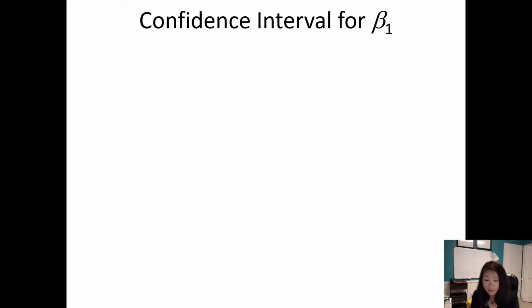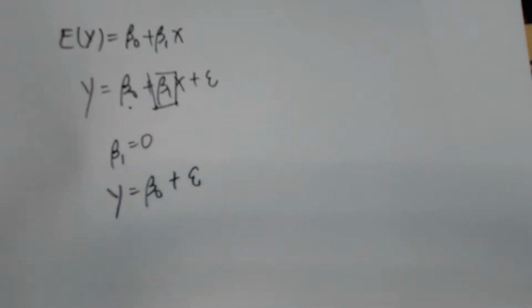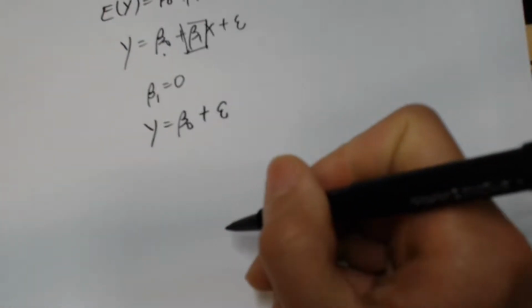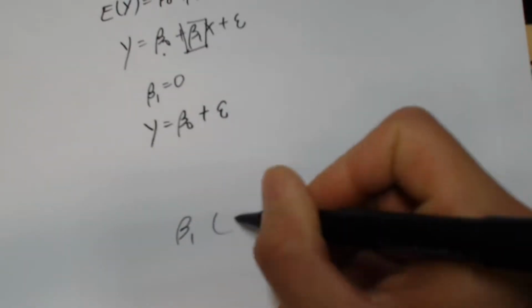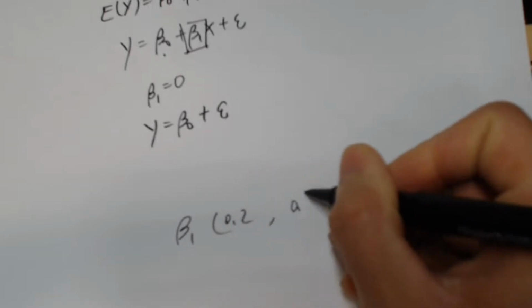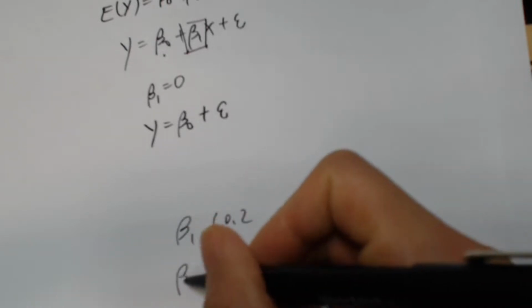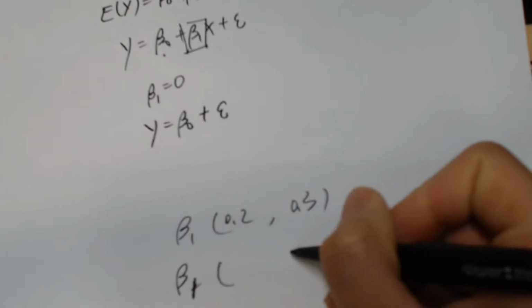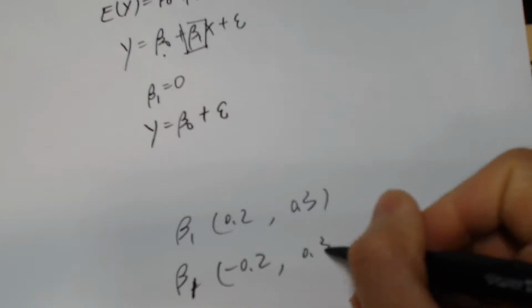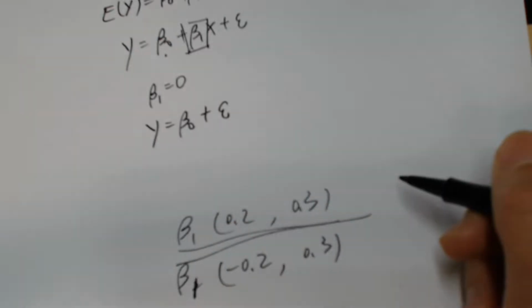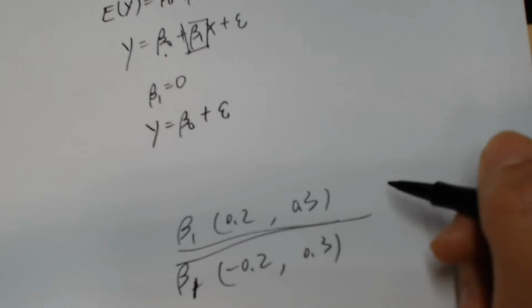The reason we are learning this second method is because we use it to test the significance of beta 1. To help you understand how this works, think about this. In the first scenario, I have 95% confidence to believe beta 1 is between 0.2 and 0.3. In the second, I have 95% confidence to believe beta 1 is between -0.2 and 0.3. Look at the first case.